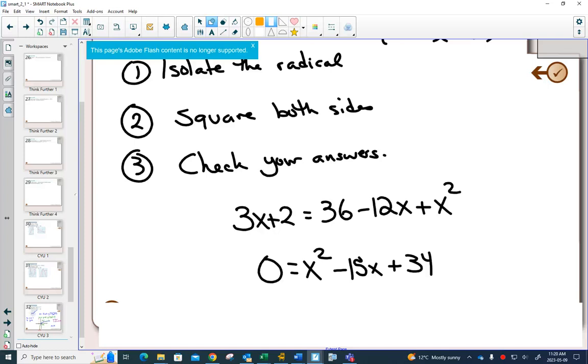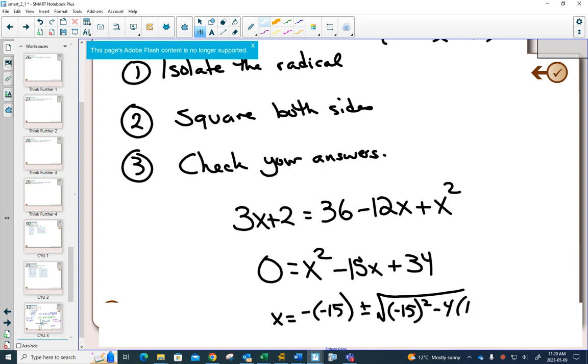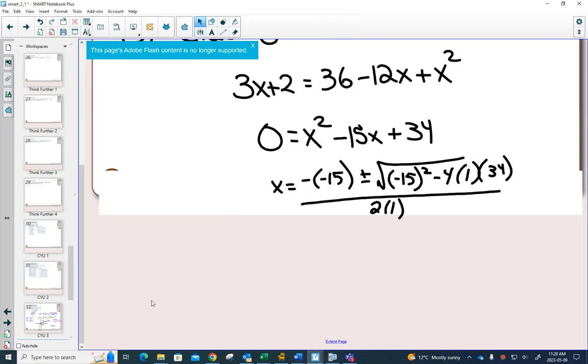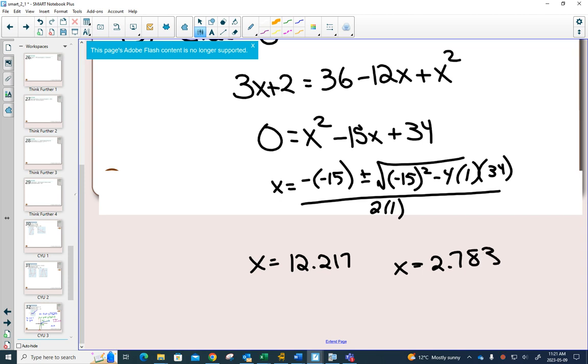So what do you do if it doesn't factor nicely? You're going to have to use your quadratic formula. Negative b plus or minus the square root of b squared minus 4 times a times c, over 2 times a. And you'd have to use your calculator to figure this out. Typing this into your calculator to the nearest 1,000 gives us 12.217 and 2.783.